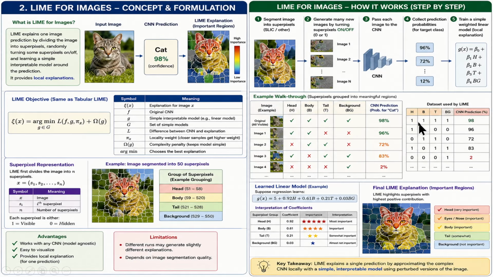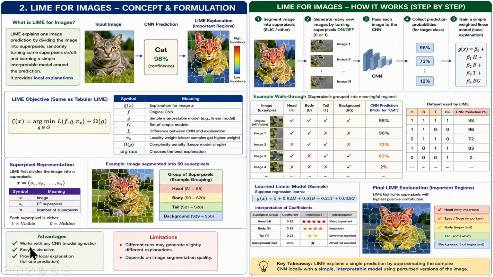And you can represent this in this form as well. If all the superpixels for all these regions are on, the prediction is, let us say, 98%. Similarly, here you see wherever there are green tick marks, it is 1. Wherever there are red cross marks, it is 0, meaning those superpixels were not considered in that image.